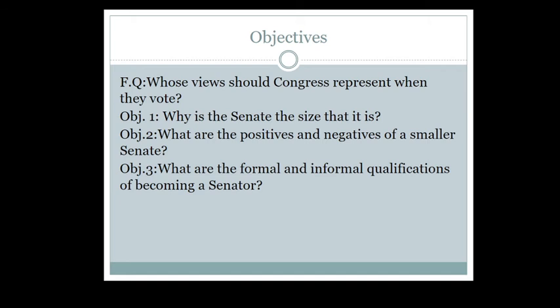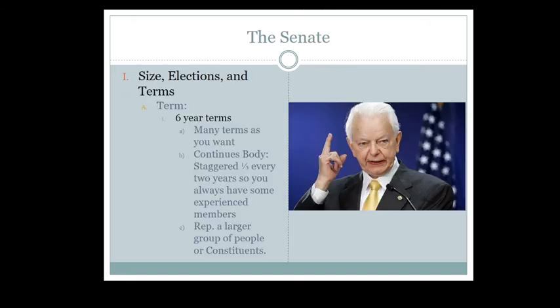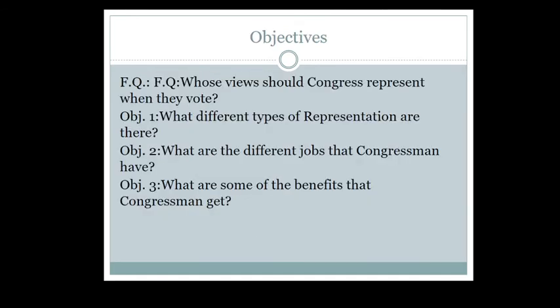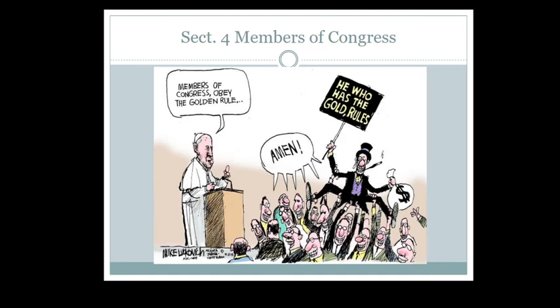Objective 3, what are the informal and formal qualifications? You've got to be 30. You have to be a citizen for 9 years and live in the state that you're in. Okay, so there's that. So section 4, members of Congress.